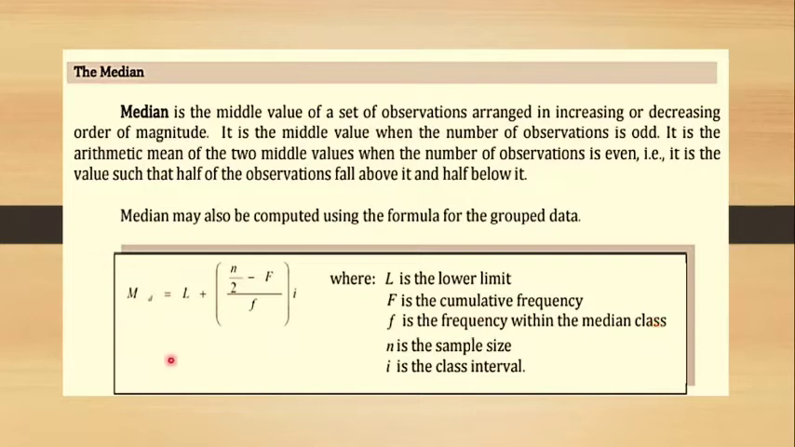We have here M sub D is equal to L, or the lower limit, plus N over 2 minus the big F, or the cumulative frequency, all over the frequency within the median class, times the class interval. N is the sample size.